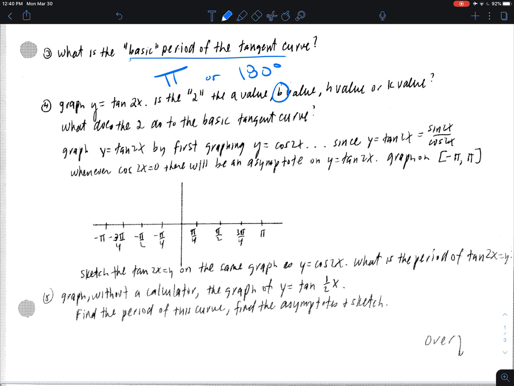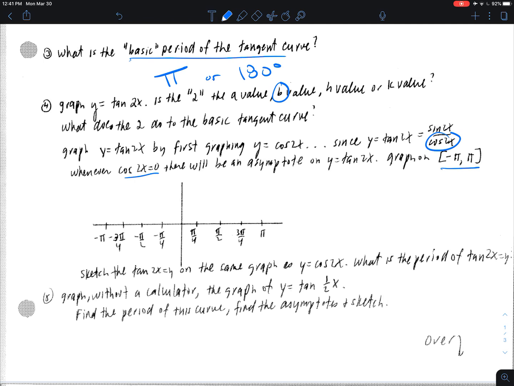Now, if you were going to graph y equals tan 2x, you may think, oh, okay, well, I could graph cosine 2x and see, again, where does cosine 2x equal 0? Because that's where my asymptotes are going to be. Now, because the frequency is 2, that means I'm going to be able to complete this graph in a shorter amount of time, in half the time. So we're going to look at negative pi to pi.